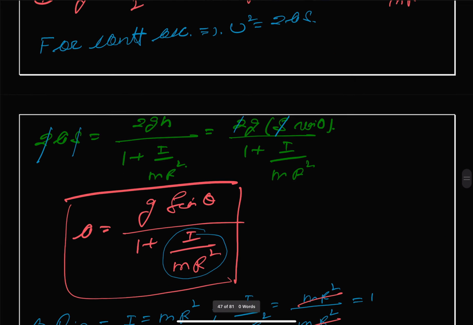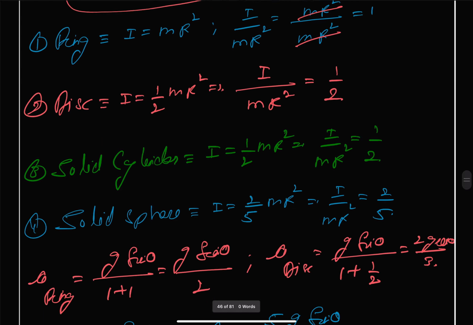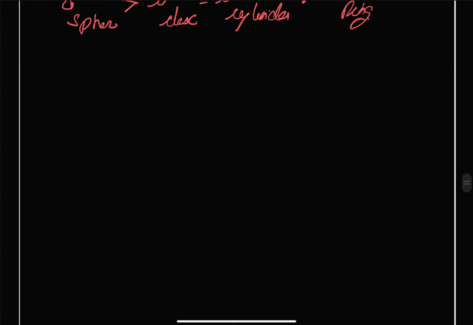And we have to find out the body which will reach first. So we have to find out the time taken to reach the bottom. With respect to the acceleration, we can say that the acceleration of the sphere is greater than the acceleration of the disk. The disk and the solid cylinder are the same, which is greater than that of the ring. This is the order of acceleration. Now we find out the time to reach the bottom.